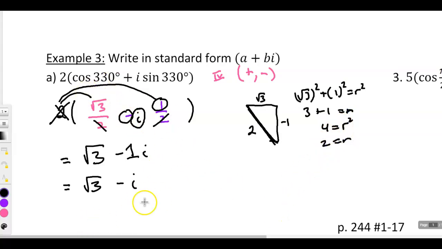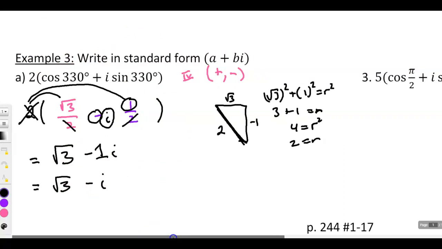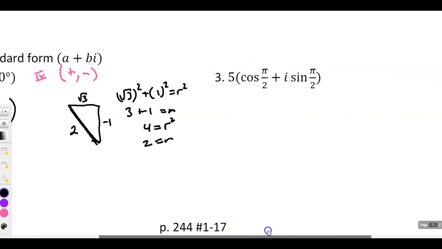So we want to be fluid with going back and forth between this complex form, trig form, and everything in between. All right, so give 3 a chance, and then we'll be done.